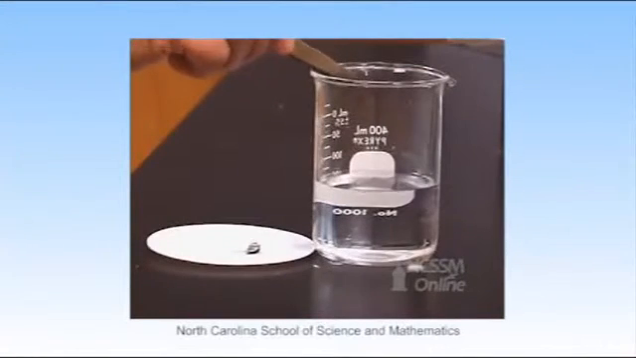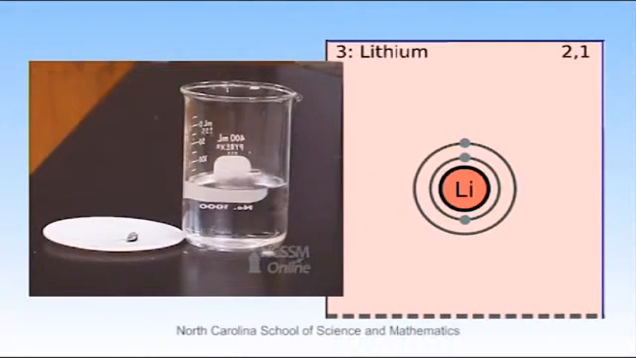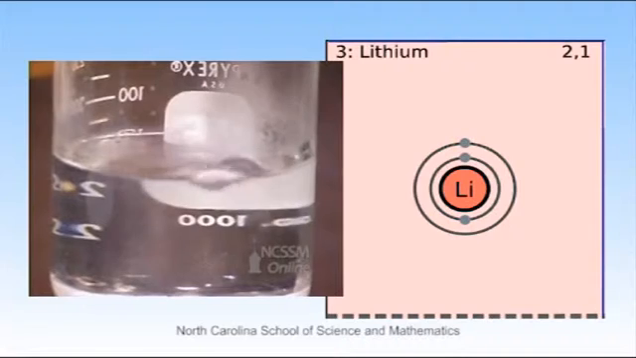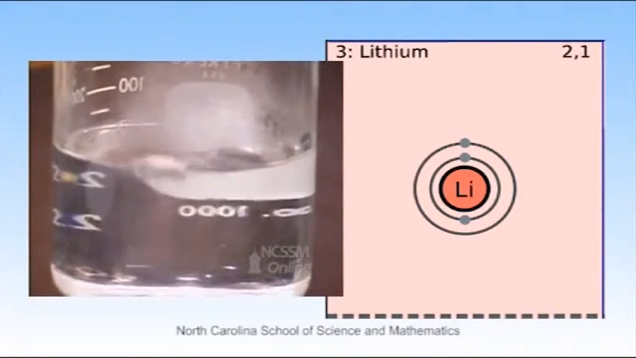Of all the Group 1 metals, lithium is the least reactive. It takes more energy to remove lithium's one valence electron than it does with other Group 1 elements because lithium's electron is closer to its nucleus.